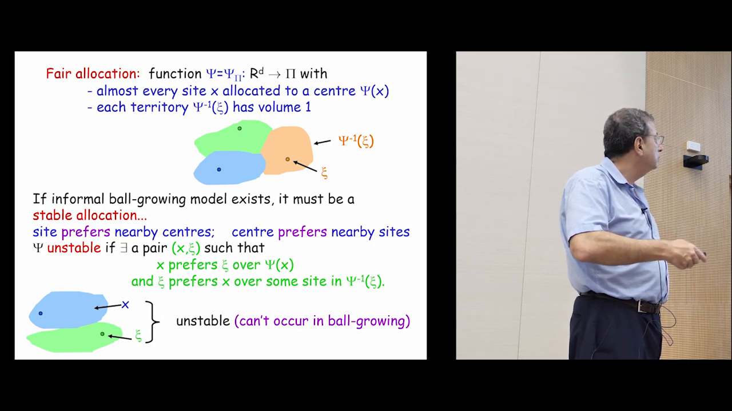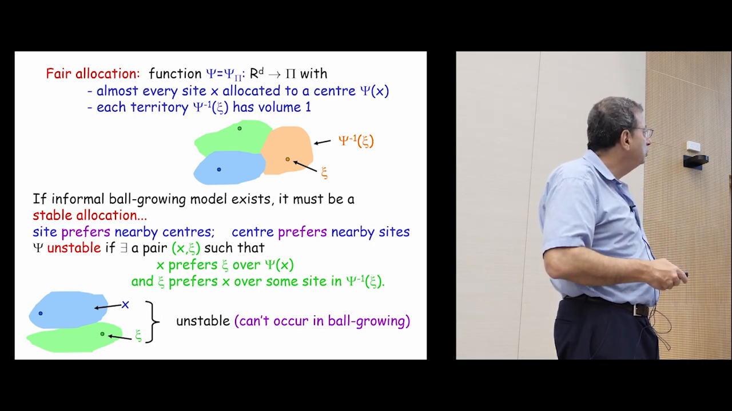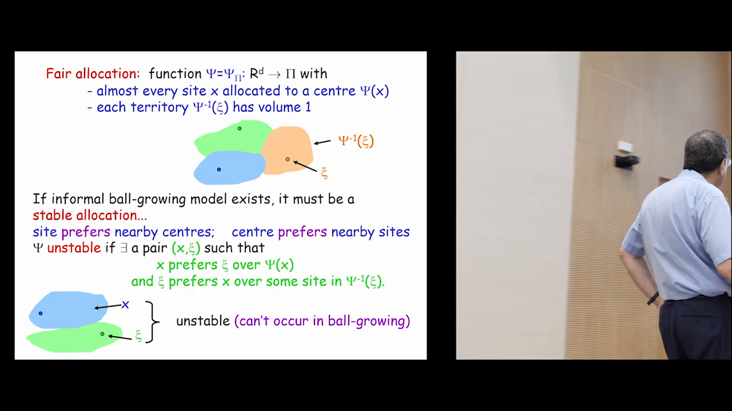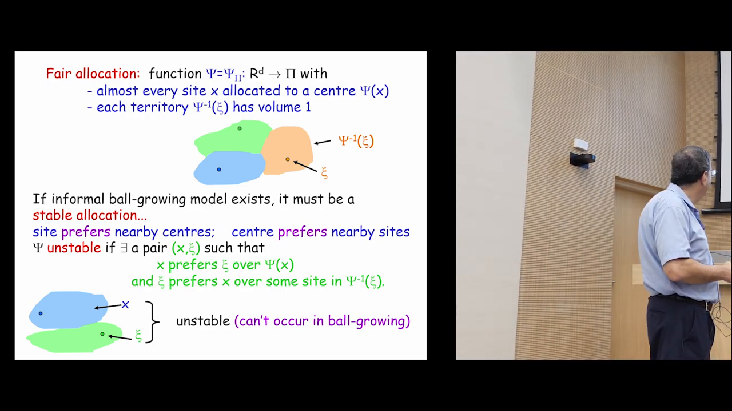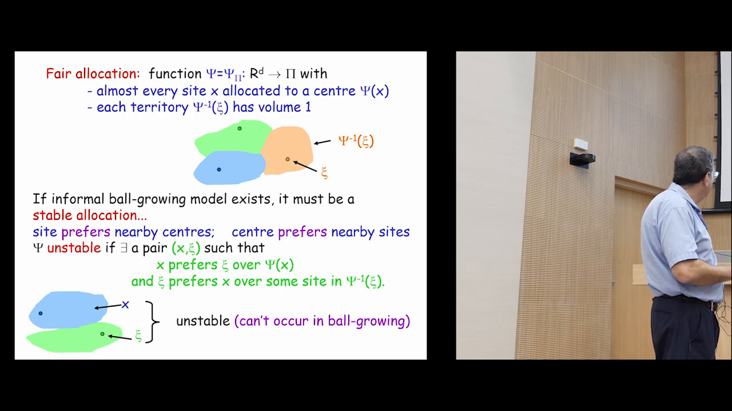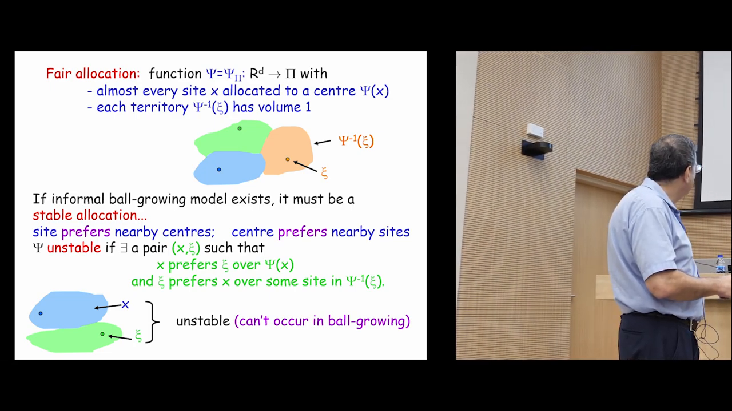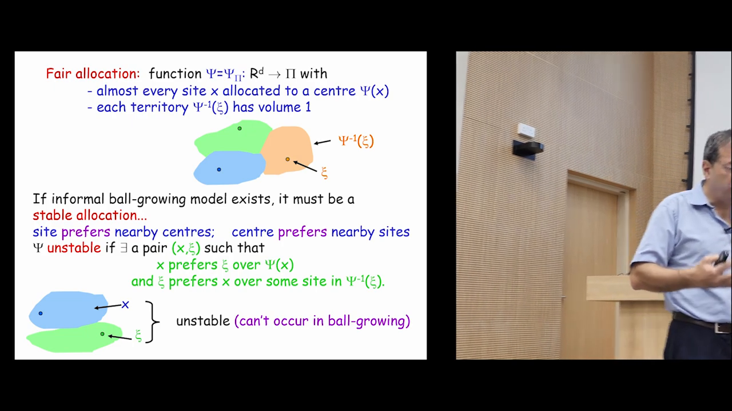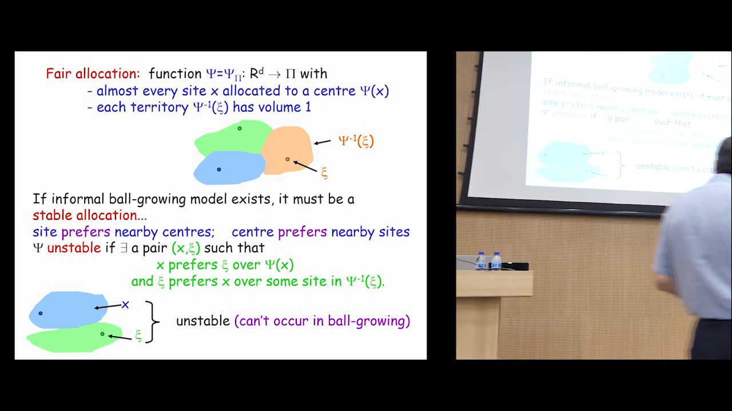Now the procedure I told you about grows a stable allocation. So it's not just a fair allocation, it's a stable allocation. What does that mean? Here is a center C and a point X. This partition would be unstable in the sense that X is not in the territory of C, but it's closer to C than to its own center. And conversely, C has some points that are further than X. So C and X would prefer to match up than to have their current allocation.